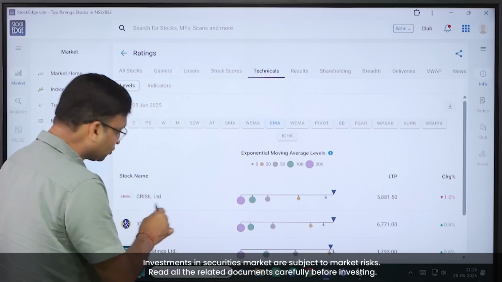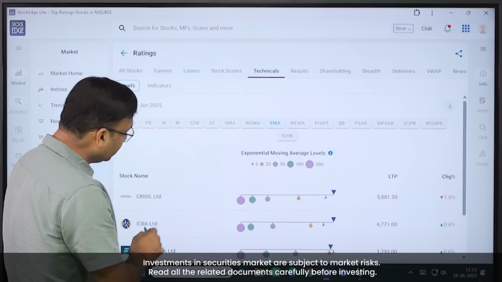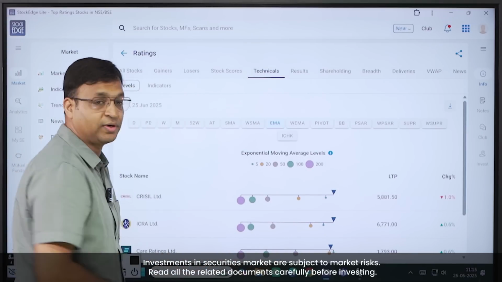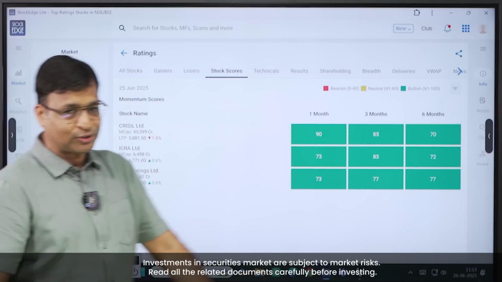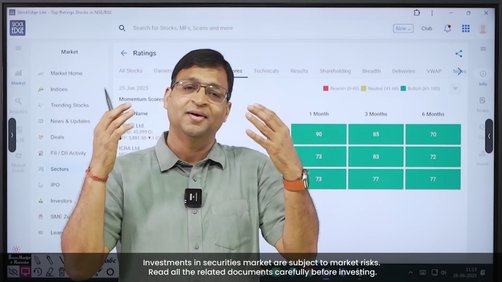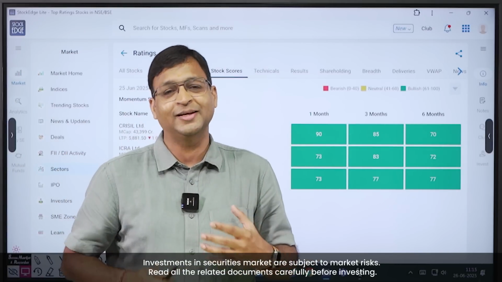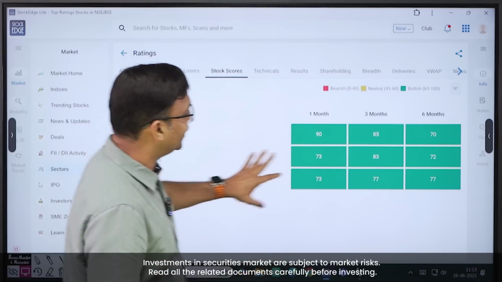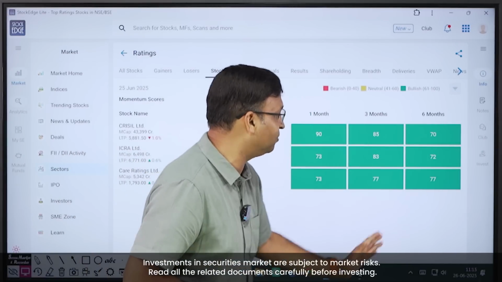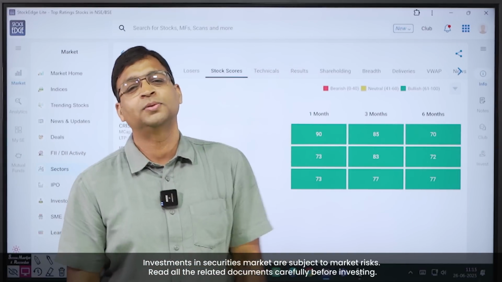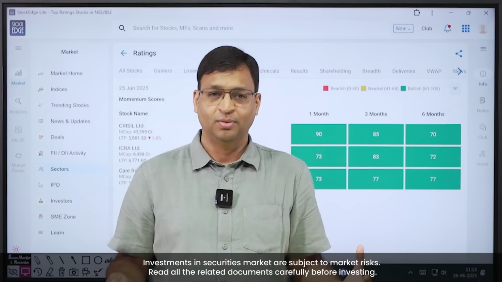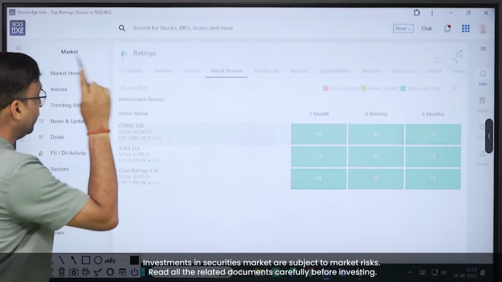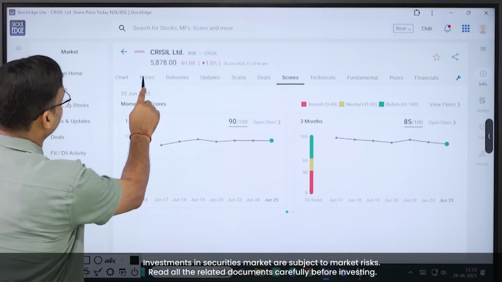That means this is the strongest stock right now, including ICRA, which is again one of the strongest stocks right now, right? The other thing which I do is go to stock scores, which is again a proprietary stock momentum score by StockEdge, right? Here you see it's green. In 1 month it's green, 3 month green, and in 6 month green. That means all three stocks are in solid momentum, right?